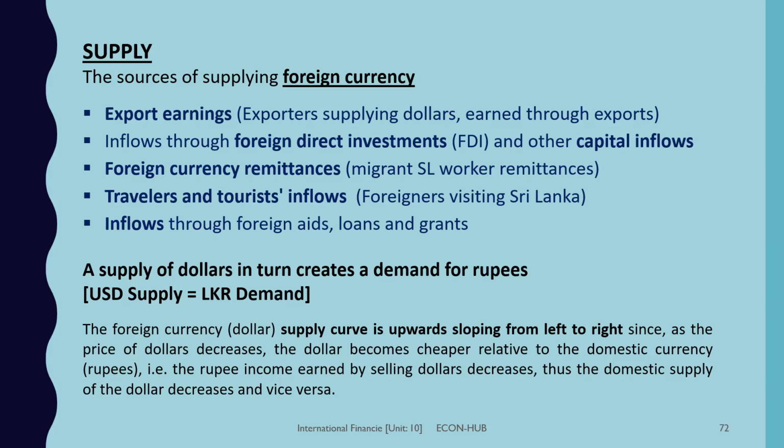in page number 23 under the heading: a demand for dollars in turn creates a supply of rupees. There's a small basic idea given. Then I've also explained both dollar demand and rupee supply. How does it connect? Any questions? No? We are okay?